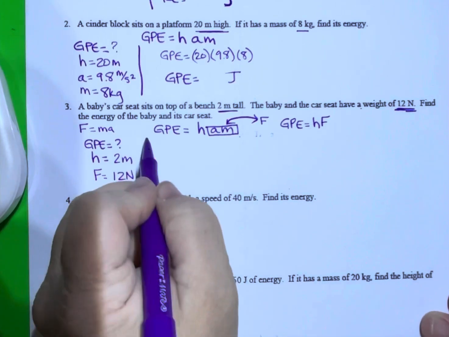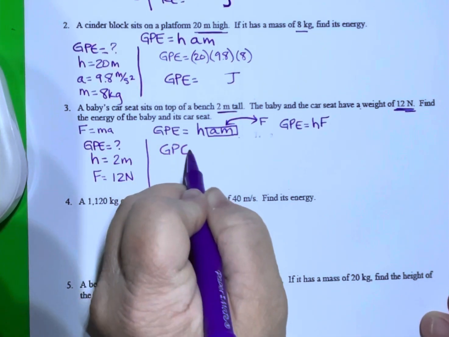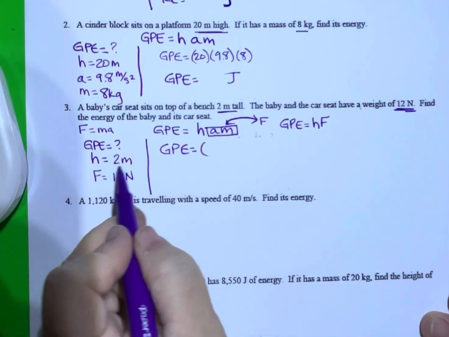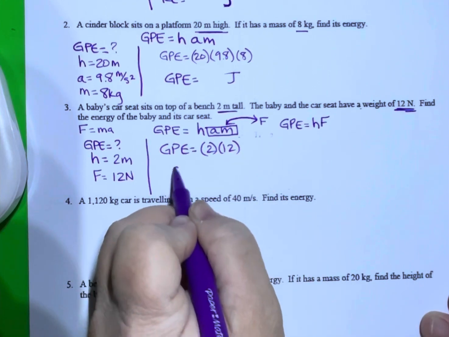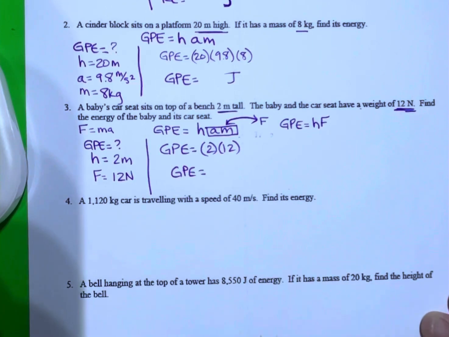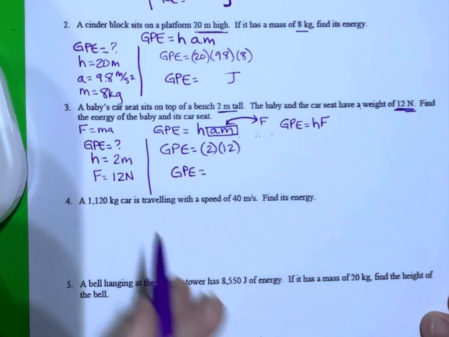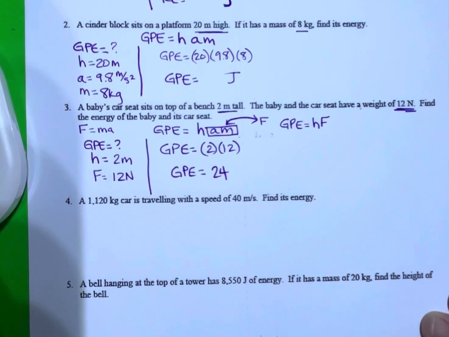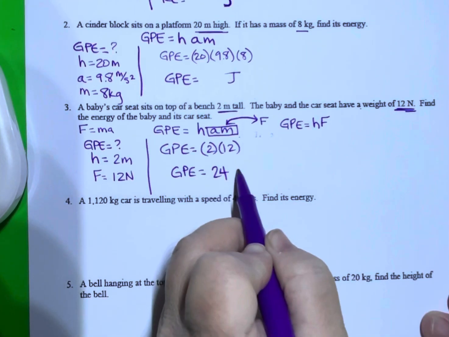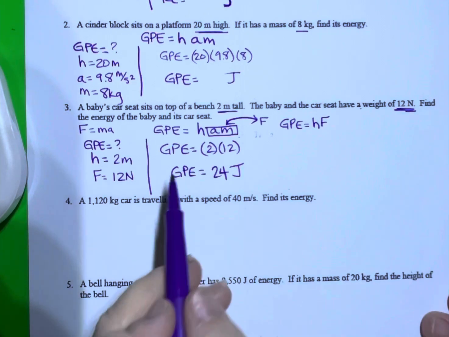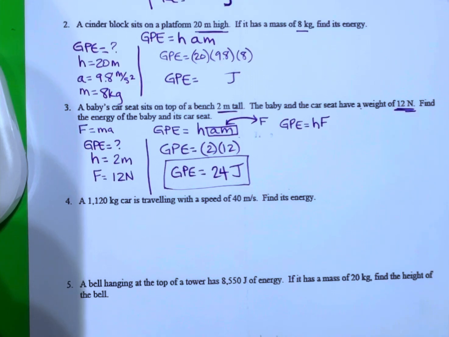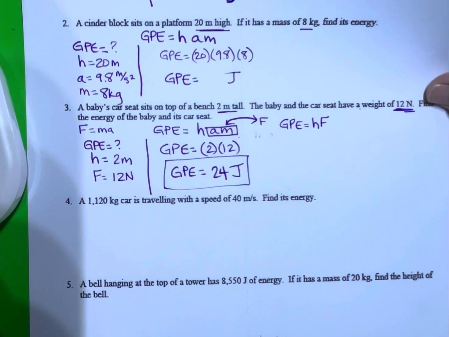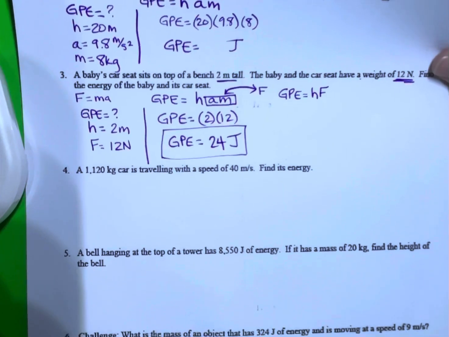Okay, so when you plug all those in to solve for gravitational potential energy, you say the height, which is 2, times the force, which is 12. So the gravitational potential energy is equal to... What's 12 times 2? 24. Good, 24. And then our unit for gravitational potential energy is what? Joules, capital J. So that's our answer for that one. Okay? Y'all understand how we did that? All right, I'm going to move up a little bit.